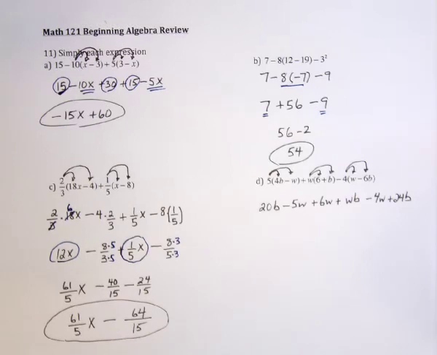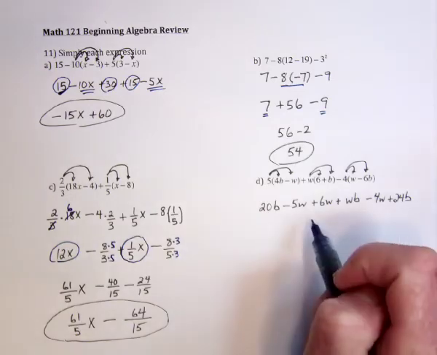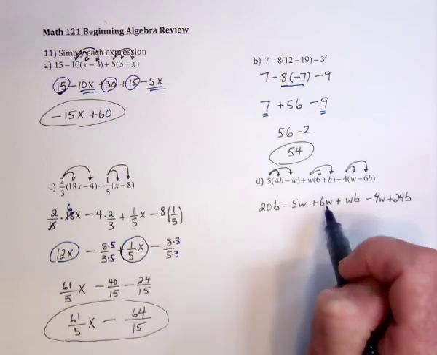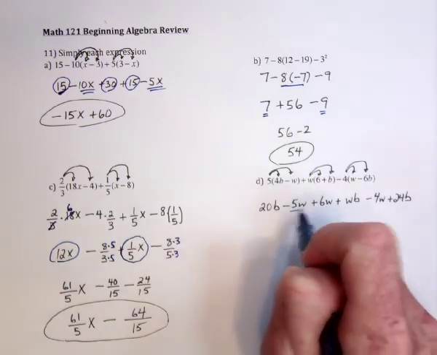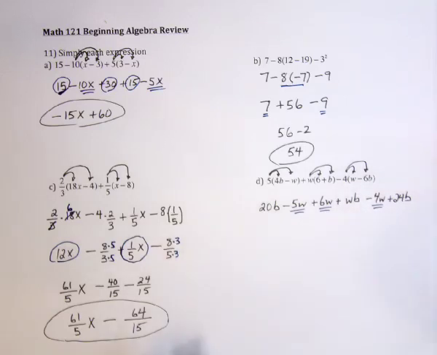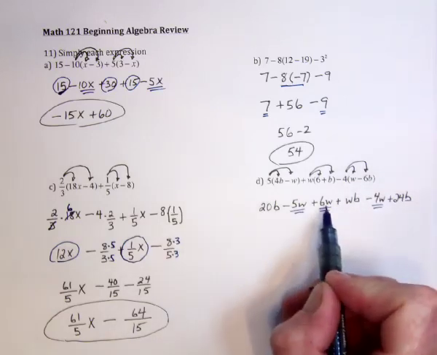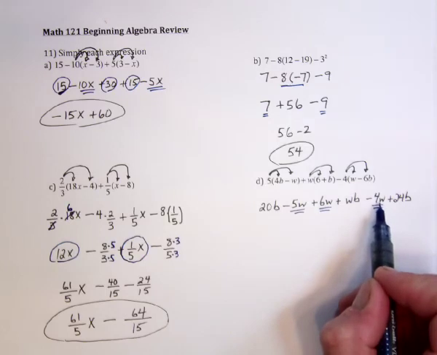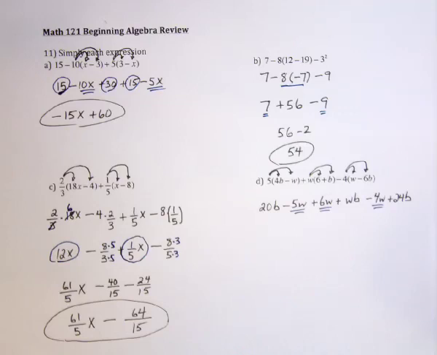Now what we have to do is search for any like terms. I see 3 of them, because this is a w term, this is a w term, and this is a w. So I have a w, and a w. So if I put these two together, 6 minus 5 is going to be a positive 1w. Positive 1w brought over here combined with this one means negative 3w's.